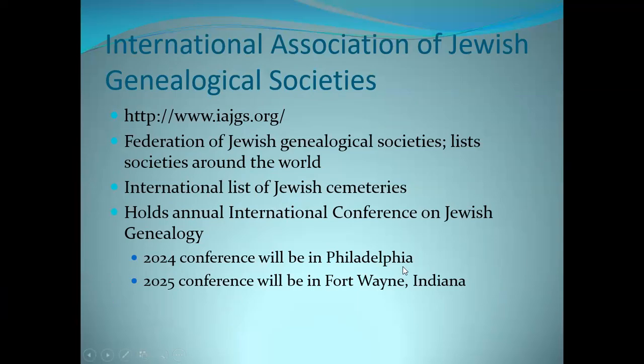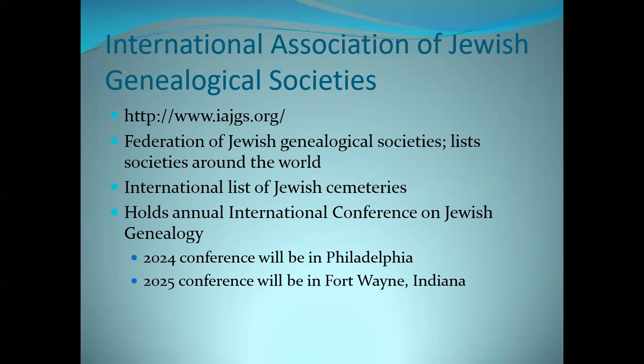A great resource also, the International Association of Jewish Genealogical Societies. I'm sure many people here have heard of this. Linda, Michelle, Margarita. So it's iajgs.org. This is a federation of primarily Jewish genealogical societies. Some other groups have joined and individuals can, though that's much less common. The website lists societies around the entire world. They have a list of Jewish cemeteries, volunteer effort, whatever people have submitted information.